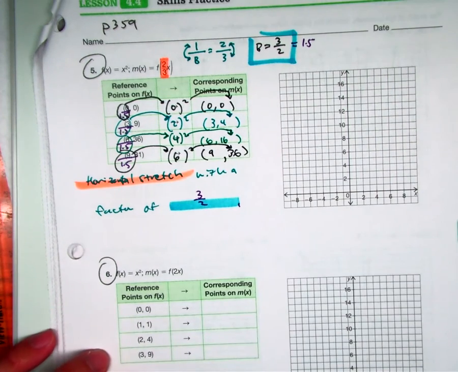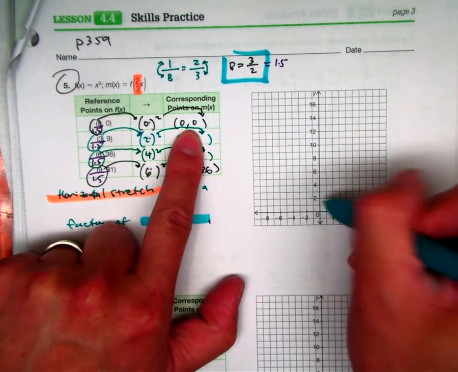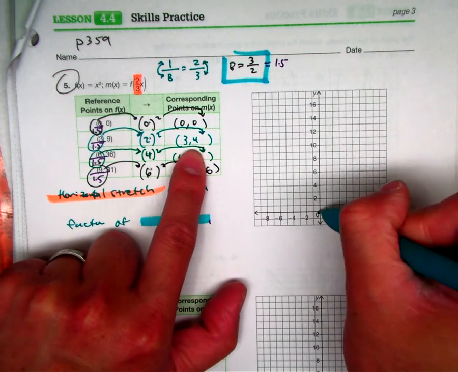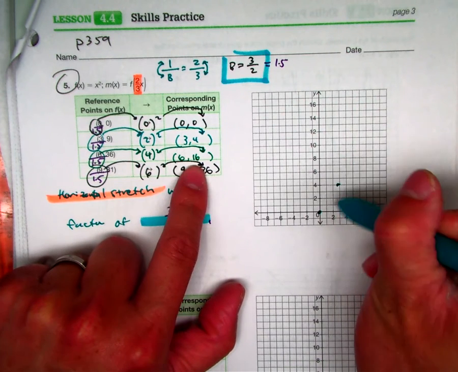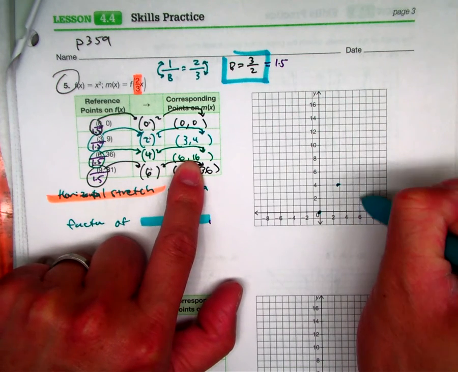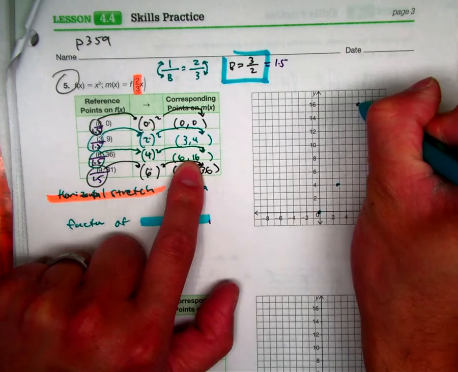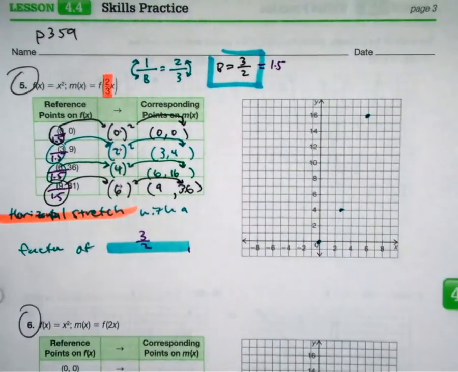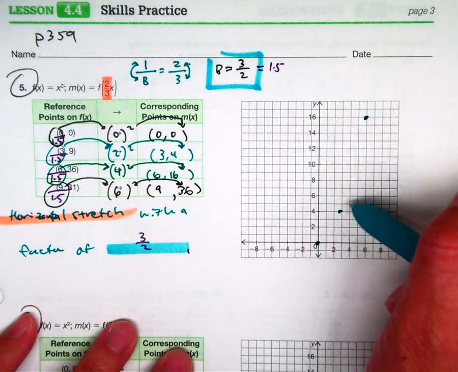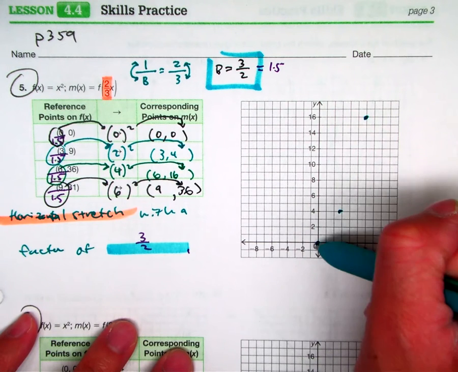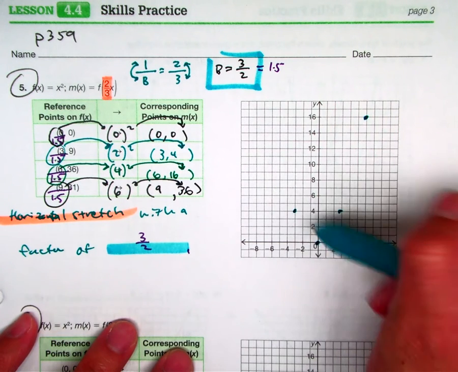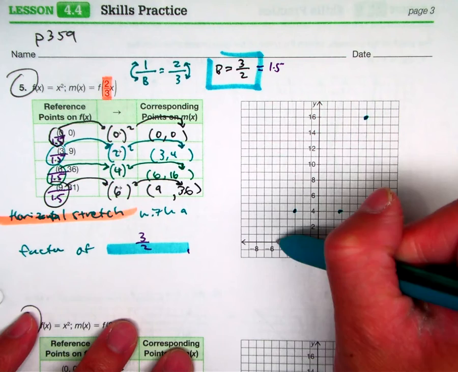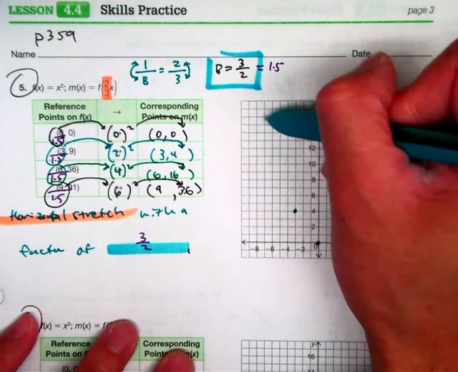Let's go ahead and graph that. 0, 0, 3, 4, 6, 16. And then I can just use my symmetrical points. Instead of going right 3, up 4, I'm going to go left 3, up 4. Negative 6, 16.